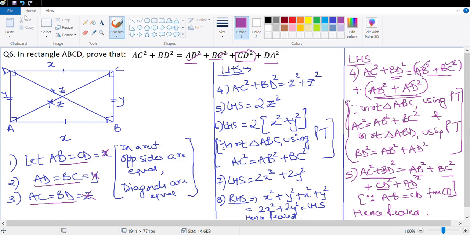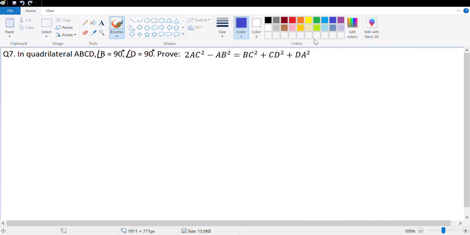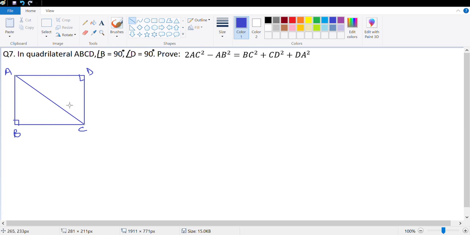The next question that we solve is question number 7. It says in quadrilateral ABCD, angle B and angle D are 90 degrees. So let me just draw a rough diagram. Okay, no information given about the other sides. I will just take this to be the quadrilateral A, B, C and D. These are 90 degrees. We need to prove AC square. Okay, so I will join AC square, AB square, BC square, CD square and DA square.